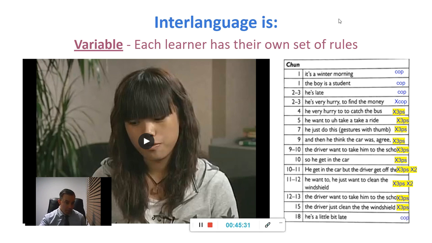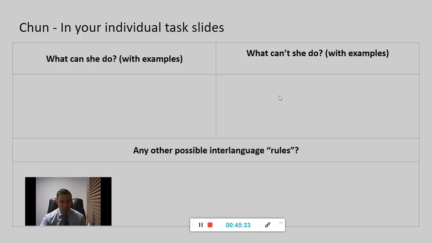All right, so we have noticed something here, right? In your individual task slides, please tell me what you notice with examples. What can she do? What can't she do? Is there any other interesting rules that you notice about the way that she uses English, which could be her interlanguage giving her the wrong rule?